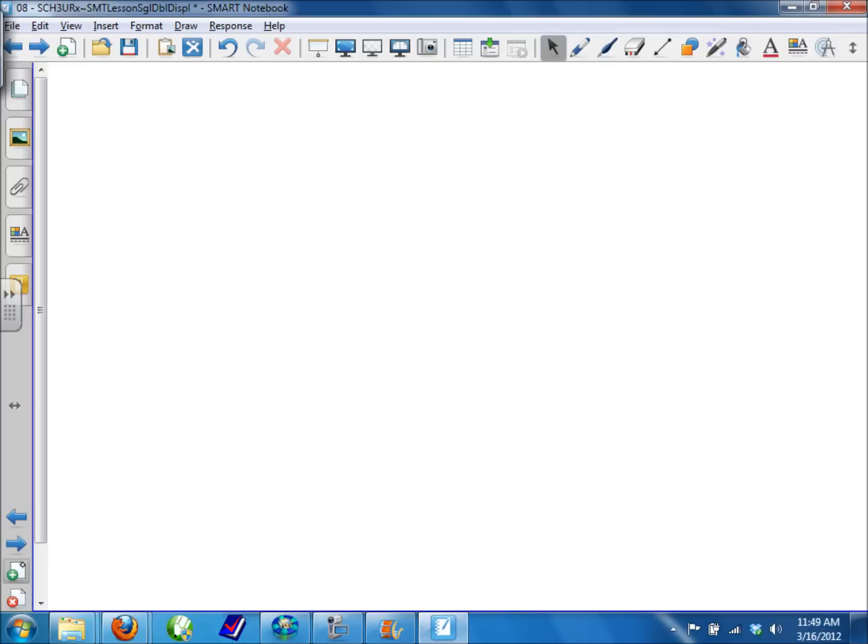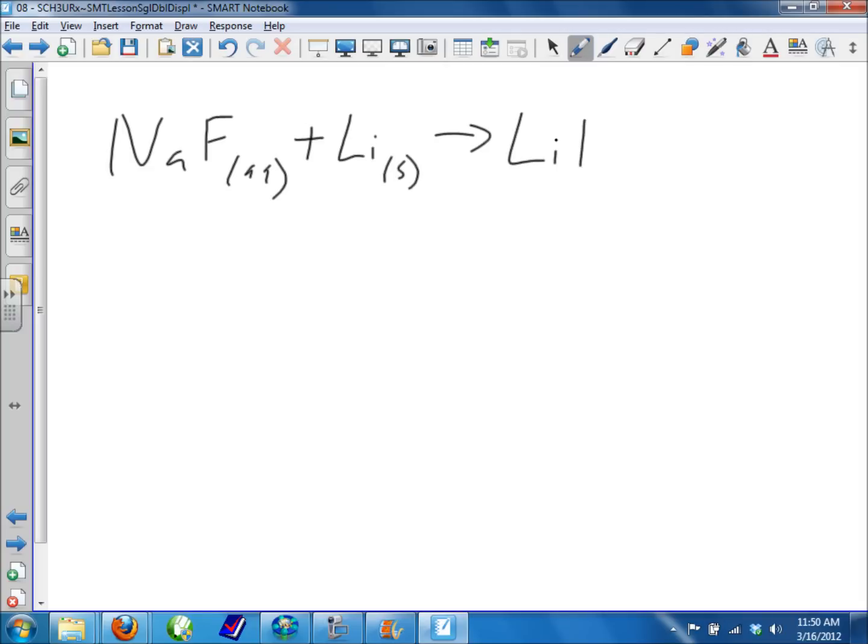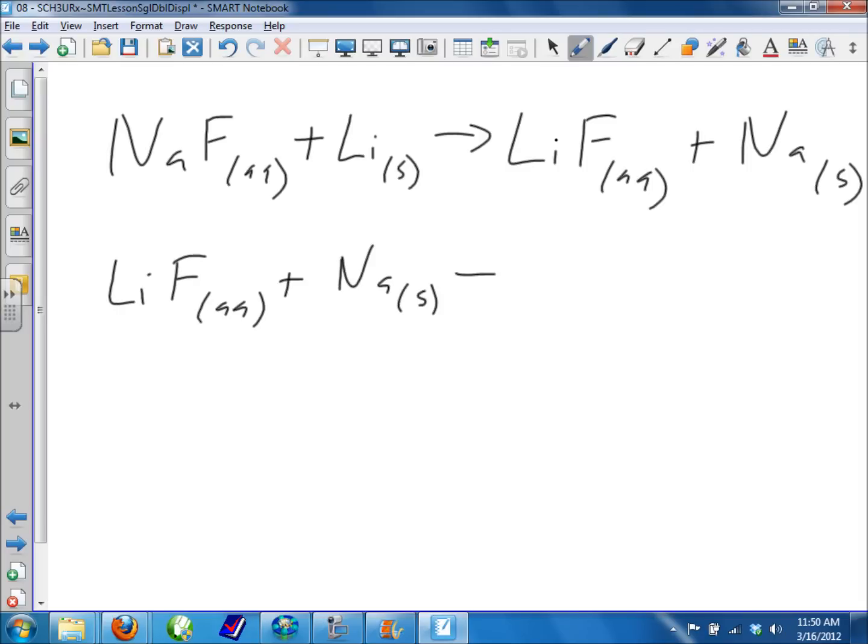So to try an example right here, if we had sodium fluoride, which is aqueous, and we put in some solid lithium, the end result is we would get some lithium fluoride and solid sodium forming. In reverse, lithium fluoride plus solid sodium does nothing.